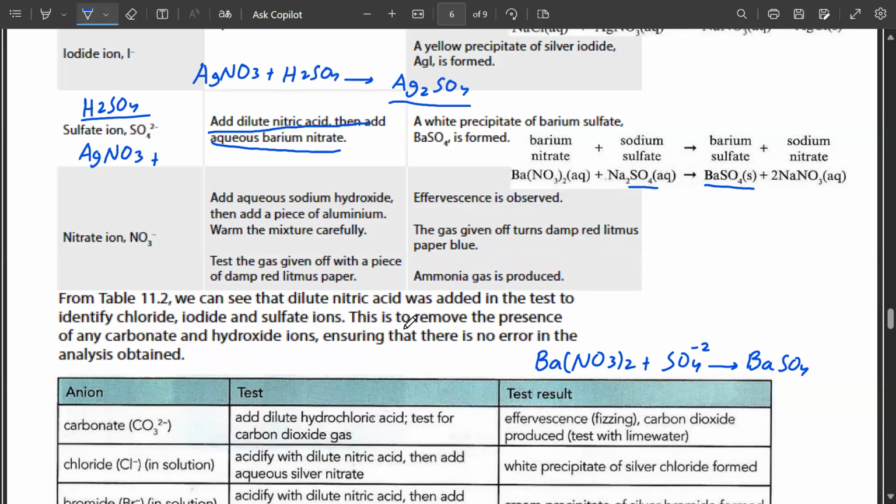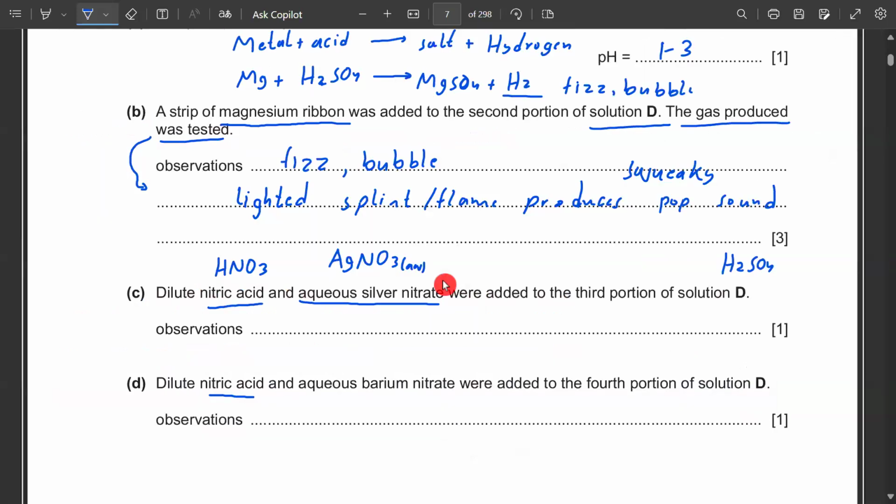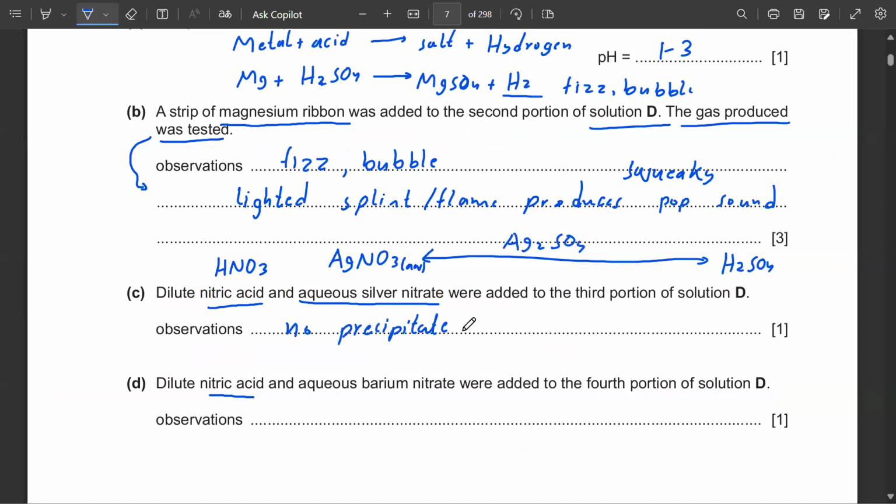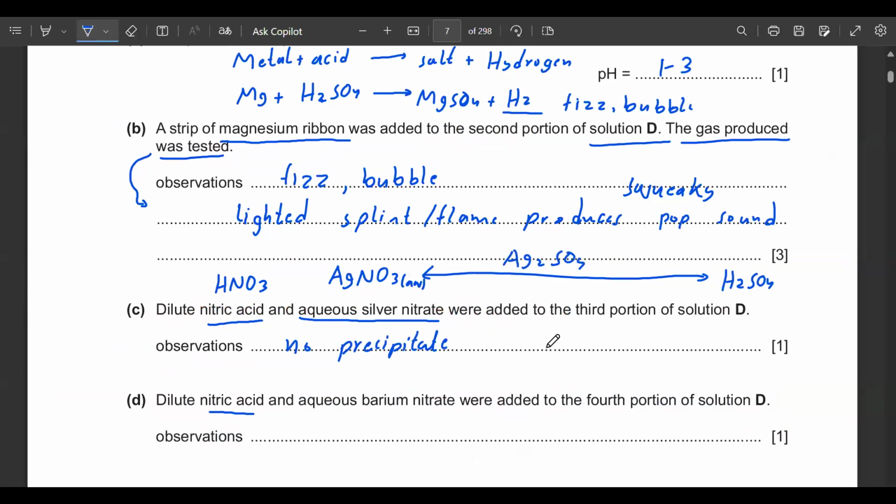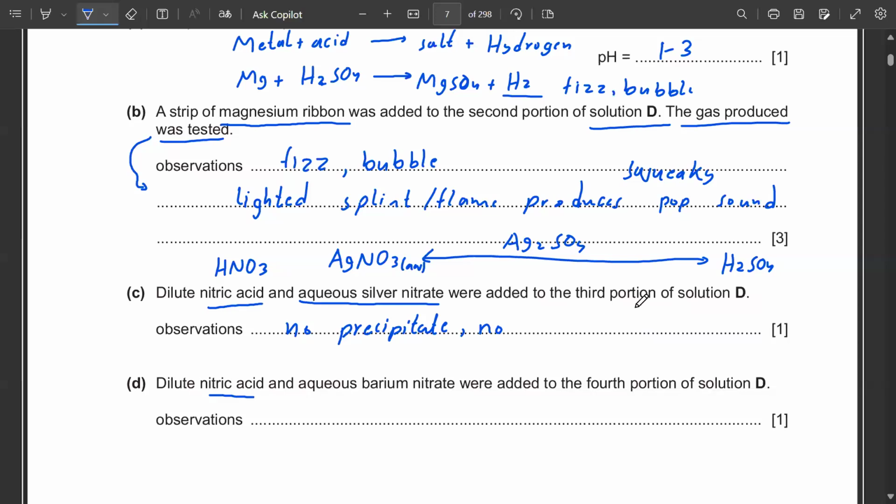So we will write no precipitate, so no precipitate, or we can also say no change. So both are accepted answers.